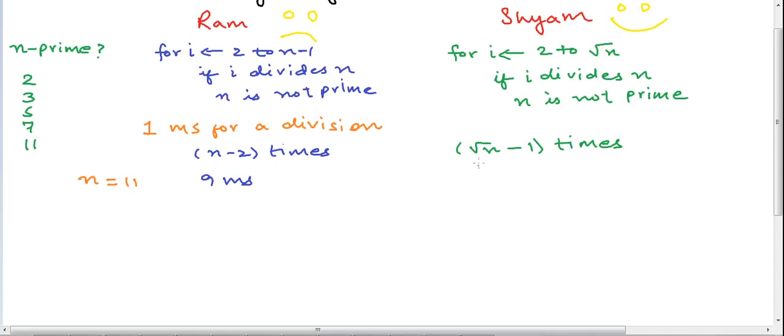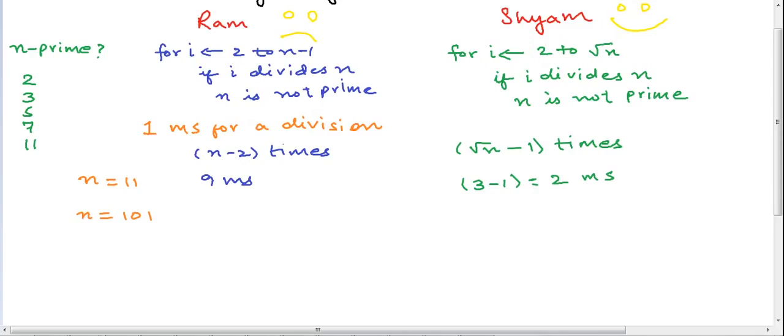Shyam, however, will take square root of n, or square root of 11 is 3 point something. We are only interested in the integer values, so the loop will run only for 2 and 3. So the loop will run exactly 3 minus 1 times, and the time taken will be 2 milliseconds. 9 milliseconds and 2 milliseconds, not much of a difference in terms of computational time. Let's pick up a higher value. For n is equal to 101, and that is a prime as well.